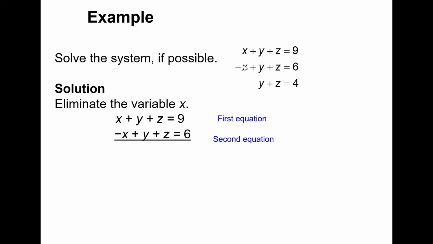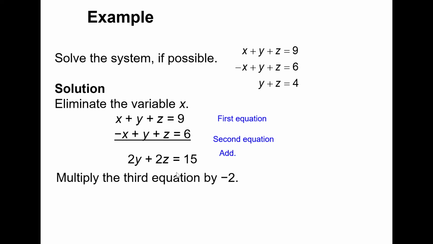We can easily do that by just adding the two equations together, and so we get 2y plus 2z is equal to 15. And then we have this equation, y plus z is 4. If we take it times a negative 2, we can eliminate the y or the z. It doesn't matter which, because guess what? They both get eliminated. And so we get 0 is equal to 7.